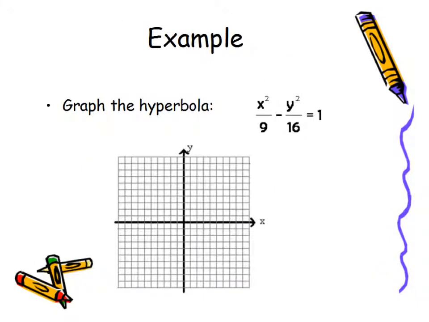Let's graph a couple. Starting off simple with nothing happening in the numerator, the center of this hyperbola is going to stay at the origin. I have a 9 underneath the x, so that tells me to go left and right 3. And I have a 16 on the y, so that's going to be up and down 4. With those 4 points, I'm going to create a box.